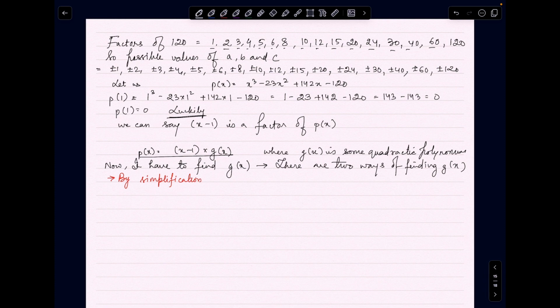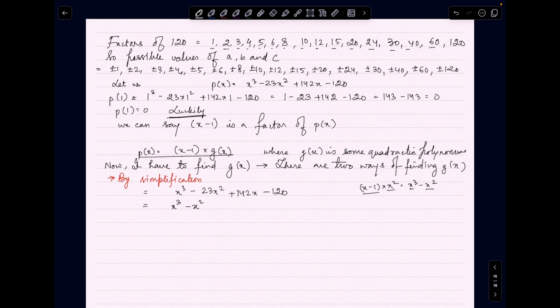See, the common factor is x minus 1. Our equation is x cube minus 23x square plus 142x minus 120. In this equation, x minus 1 is common, so I have to make that x minus 1 common. See, the first term is x cube. To get x minus 1, x square into x minus 1 is x cube minus x square. So I need one x square here. If I take x square common here, I am going to get x minus 1.